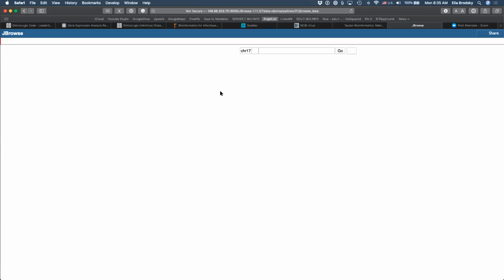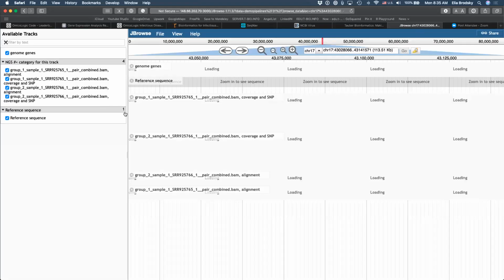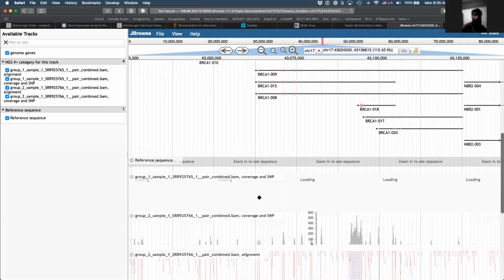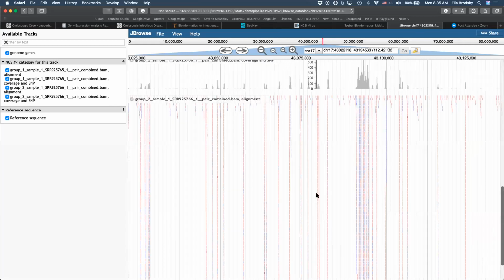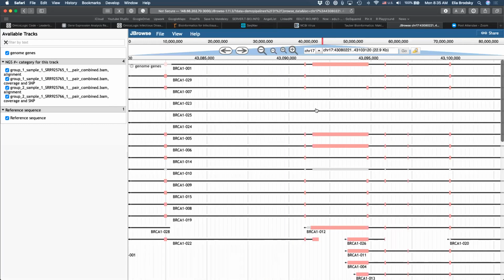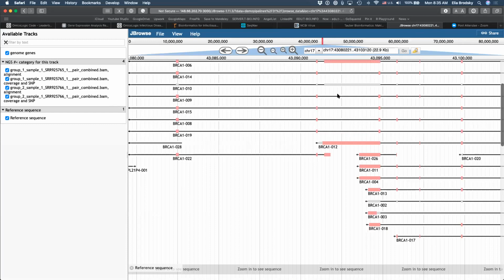So let's take a look. Here I'm going to load the JBrowse application for the results of this pipeline. The results will be loaded in such a way that I can easily navigate them and find what's in my data. Okay, so what's important here is to be able to understand what this data represents. So let's zoom in a little bit and take a look at what we can see here.